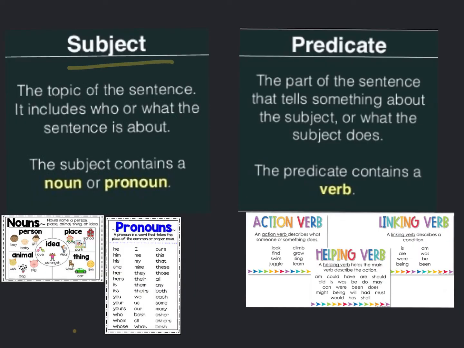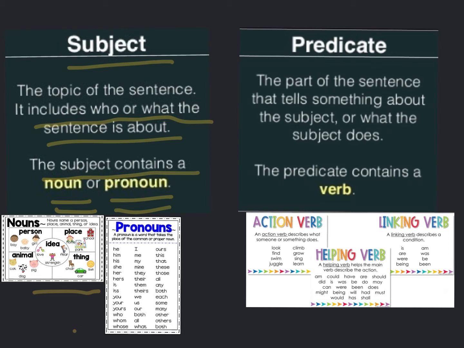The subject, the topic of a sentence, includes who or what the sentence is about. The subject contains a noun or a pronoun. Nouns, again, remember, nouns name a person, place, thing, or idea. Pronouns are words that take the place of a common noun or proper noun. So our subject tells us who or what the sentence is about, and it usually contains the noun or pronoun.